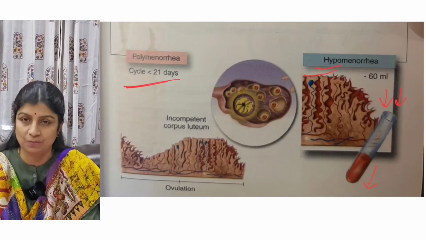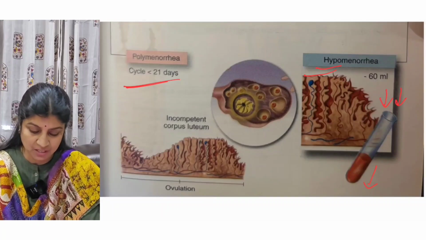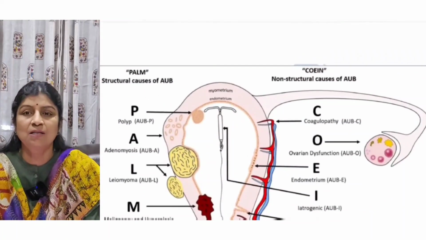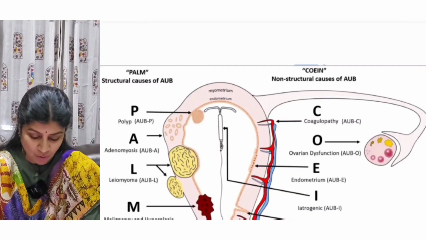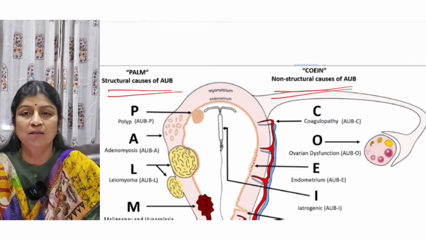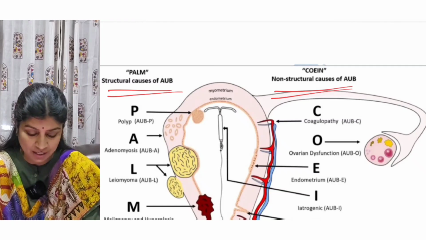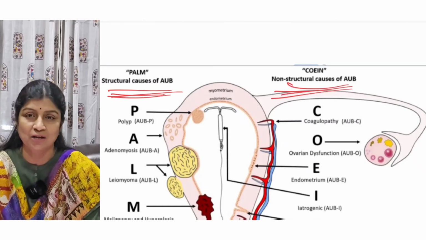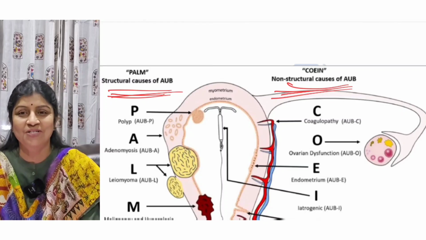Hope you understood the various abnormalities. The reasons or causes are described under PALM-COEIN, the mnemonic that we use for abnormal uterine bleeding, which we will discuss in the next class under AUB.